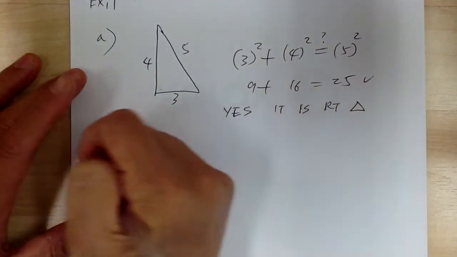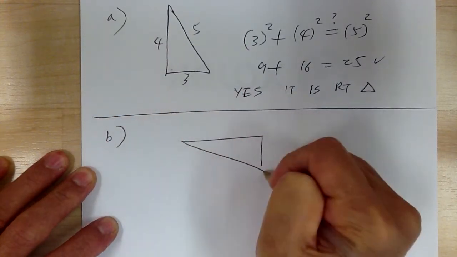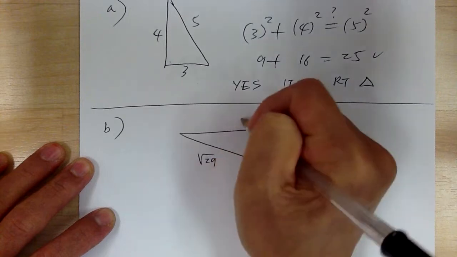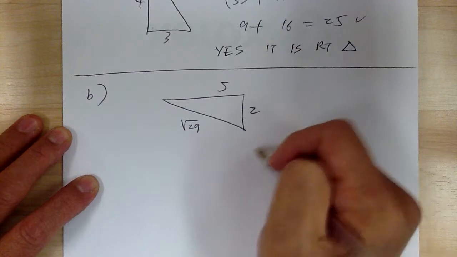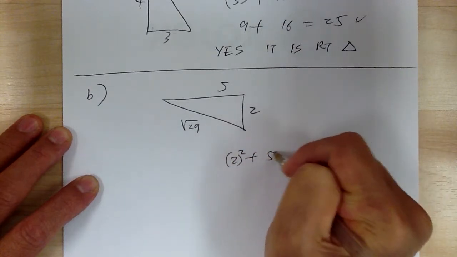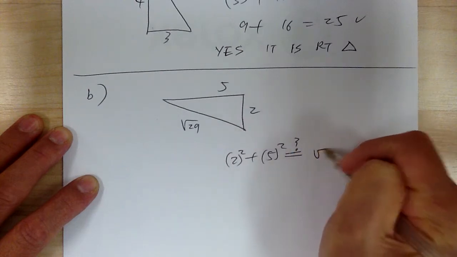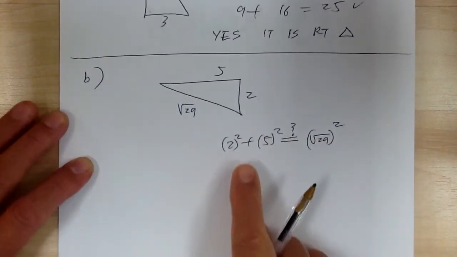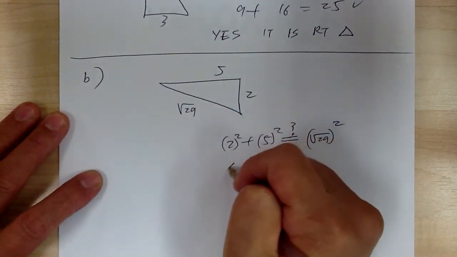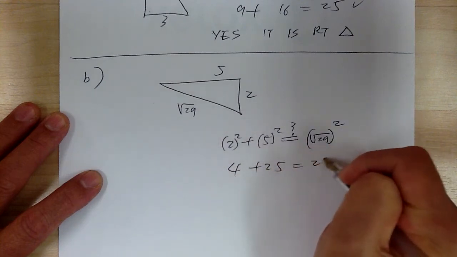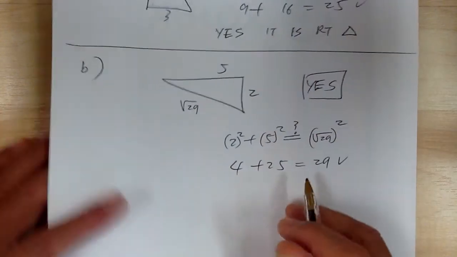Okay, so let's go to B. Again, let's check to see if this is a right triangle or not. So you're going to get 2 squared plus 5 squared equal to, again, you don't know yet, that's why I put a question mark over it. You square this side plus square this side, see if it's equal to the square of this side. So you're going to get 4 plus 25 equal to 29. Check. Yes, so again, this is a right triangle.